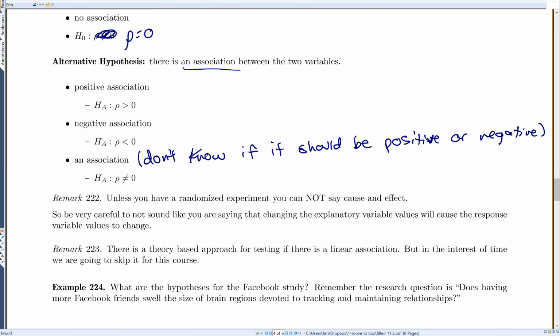As a remark, unless you have a randomized experiment, you cannot say cause and effect. So be very careful to not sound like you're saying that changing the x values will cause the y values to change. Today we're only looking at a simulation-based approach. There is a theory-based approach for testing if there's a linear association, but in the interest of time, we're going to skip it for this course, so you don't have to worry about it.